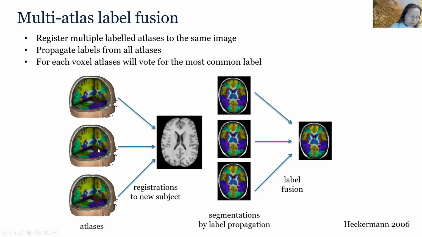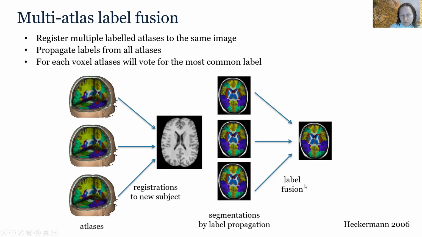If we have multiple atlases, we can improve the quality of label propagation by label fusion. So what we'll do, we will register all the individual atlases to a new subject, and then we transfer all the labels from all the atlases to the space of the subject.